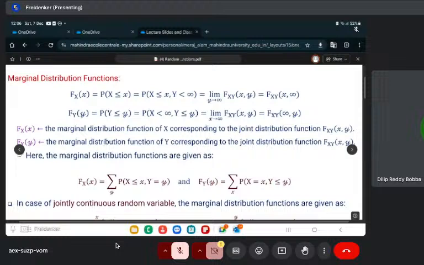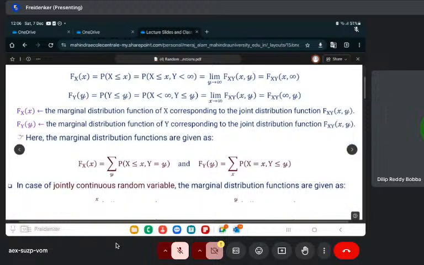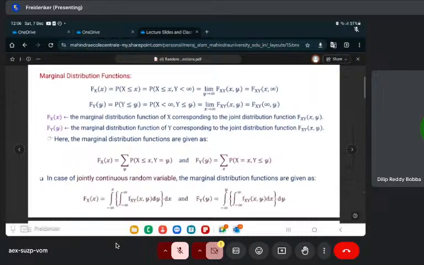Where does integration come into the picture? It comes in while finding PDFs or PMFs. There integration comes into the picture. Or if it's discrete, you get summations.